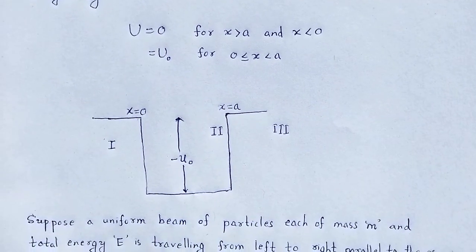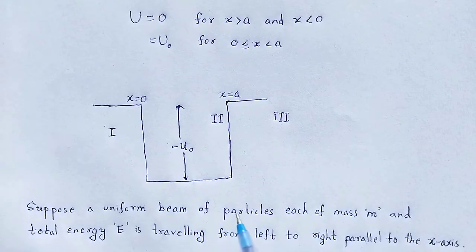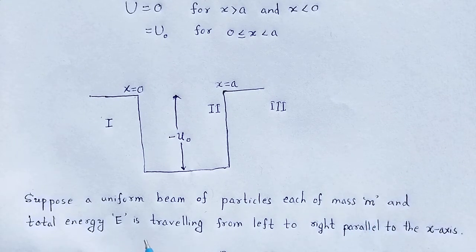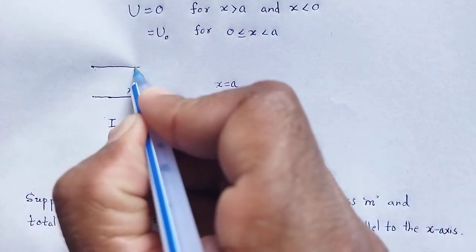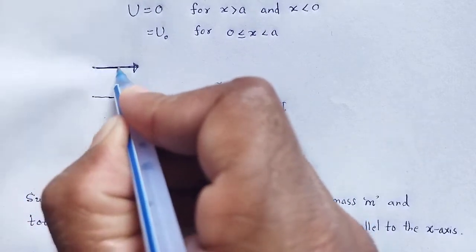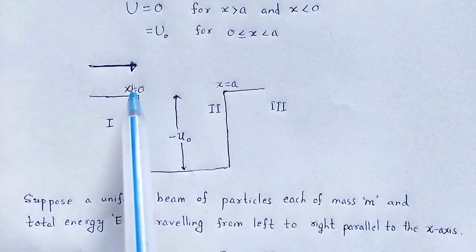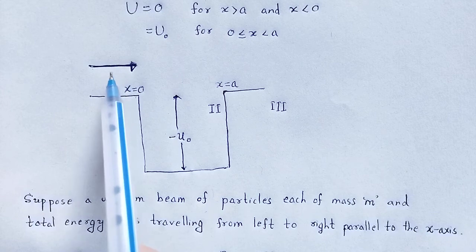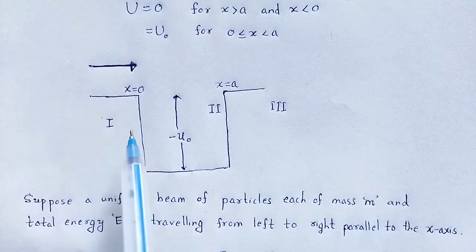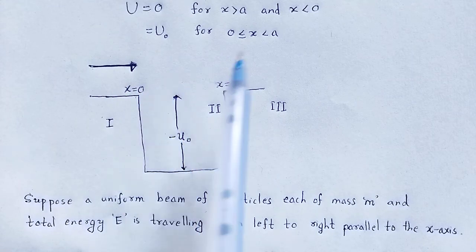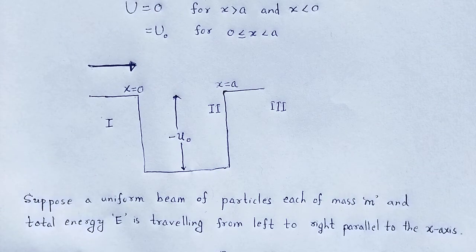Now suppose a uniform beam of particles, each of mass small m and total energy E, is travelling from left to right, parallel to the x axis. A uniform beam of particles of mass m possessing energy capital E is travelling from left to right parallel to the x axis. So what happens in these three regions?